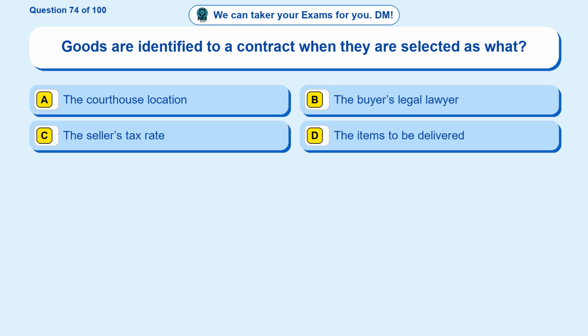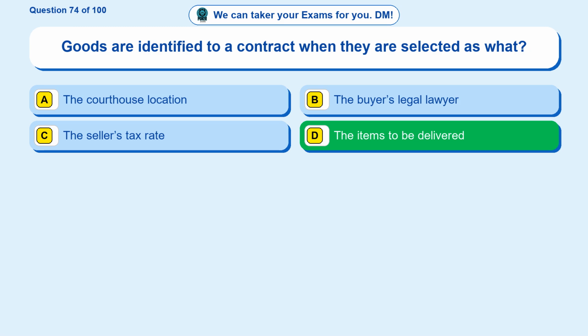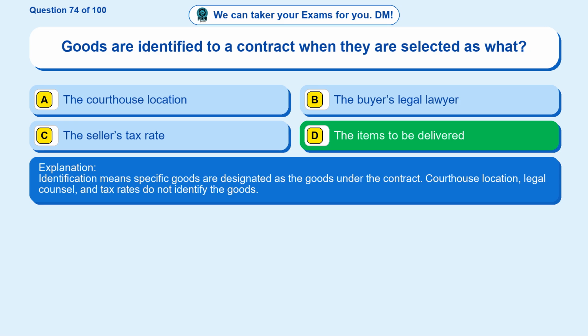Question 74. Goods are identified to a contract when they are selected as what? Option A, the courthouse location. Option B, the buyer's legal lawyer. Option C, the seller's tax rate. Option D, the items to be delivered. The correct answer is option D. The items to be delivered. Identification means specific goods are designated as the goods under the contract. Courthouse location, legal counsel, and tax rates do not identify the goods.